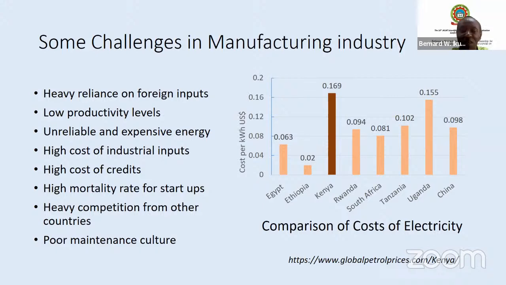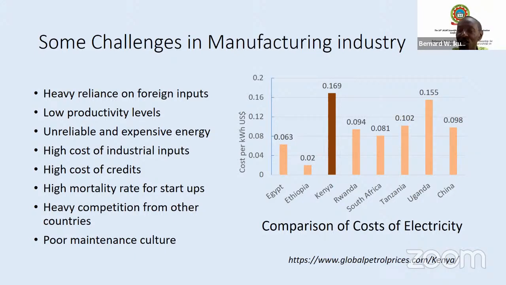Then there is also the high cost of credit. Our interest rates are very high. Then high mortality of startups and heavy competition from other countries. Of course, heavy competition is mainly because of the costs of production. We also have a poor maintenance culture, whereby most of the industry and research has shown that we always do what we call breakdown maintenance. So we allow our machinery just to run until it breaks down. That's the time we undertake intervention.